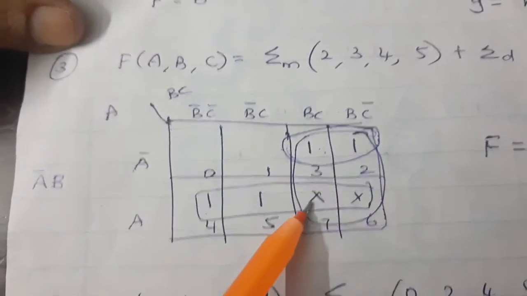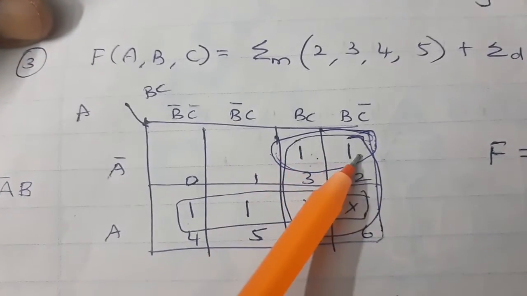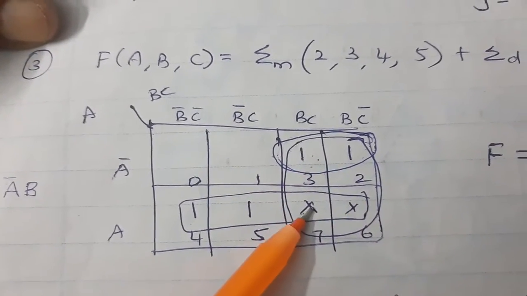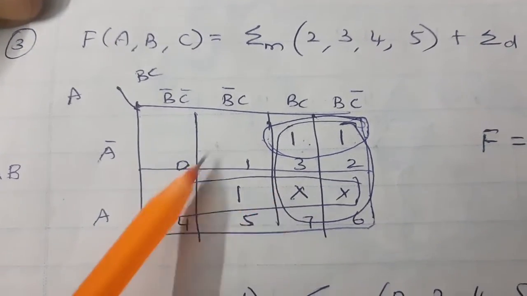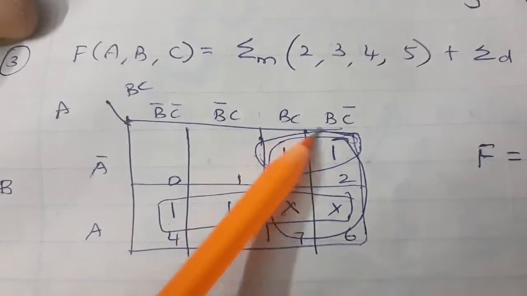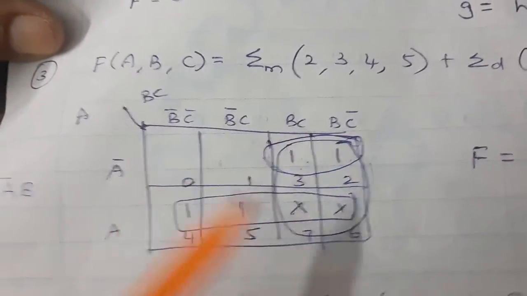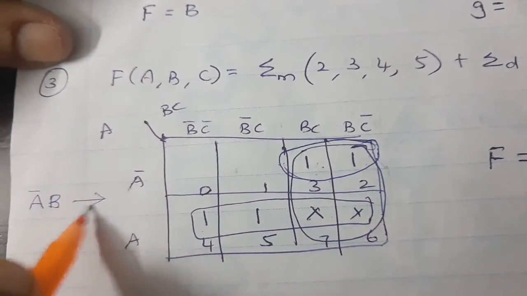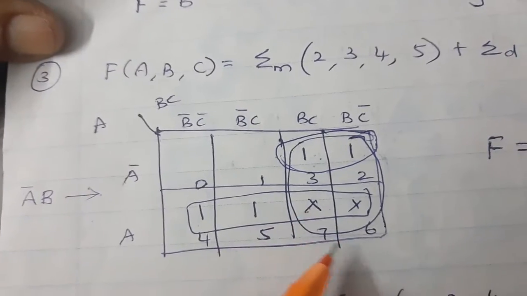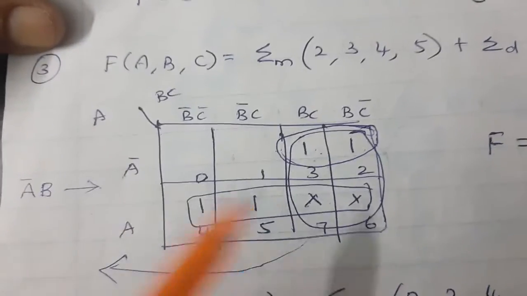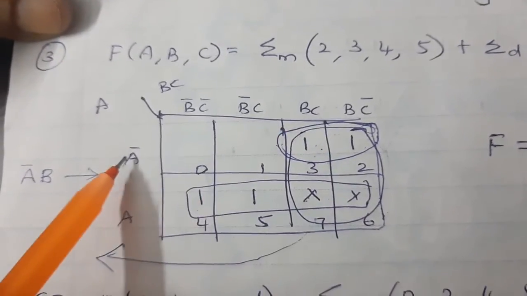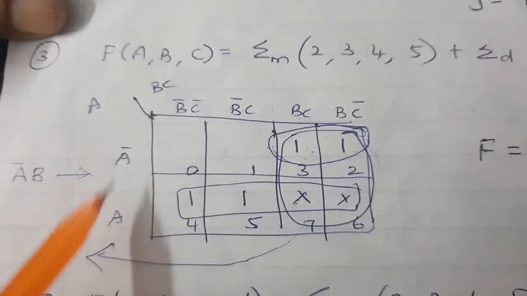Now I can combine these 2 ones along with my don't cares. This don't care is already a used don't care, but you can reuse the don't care to make a group. If I make this group, what equation will I get? This is A bar, A. Both are changing.